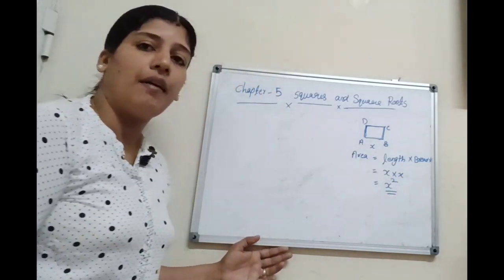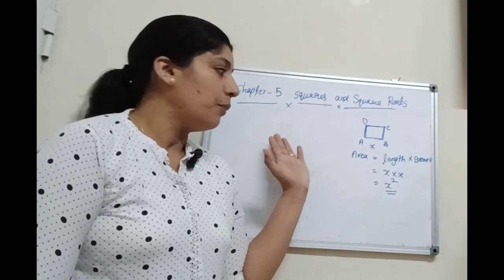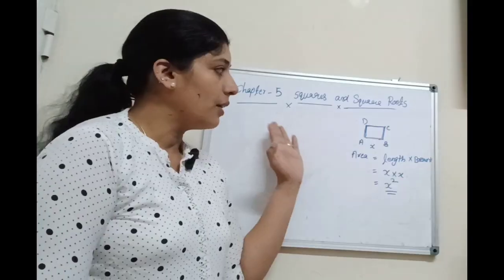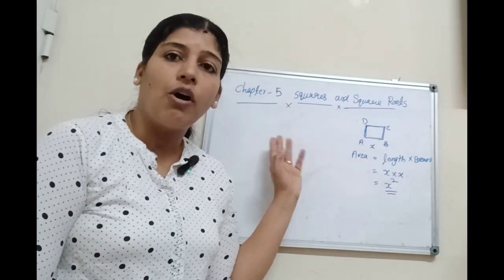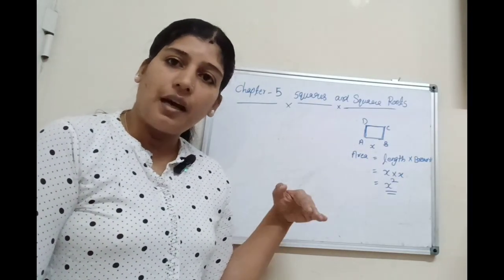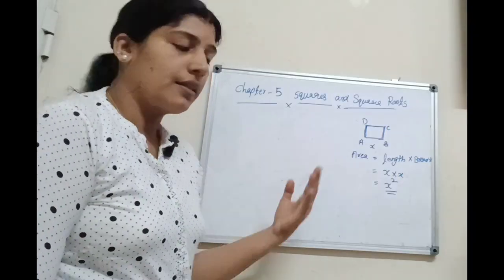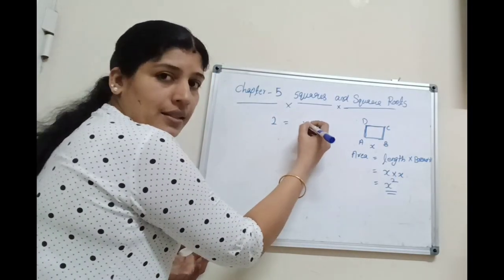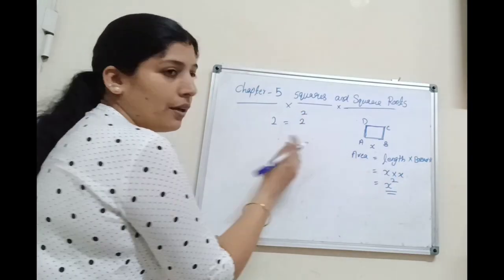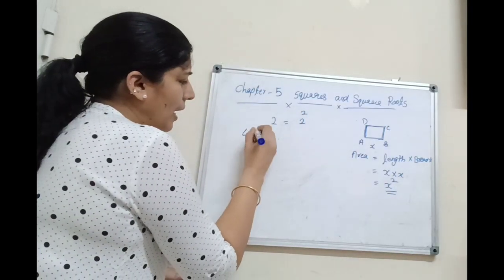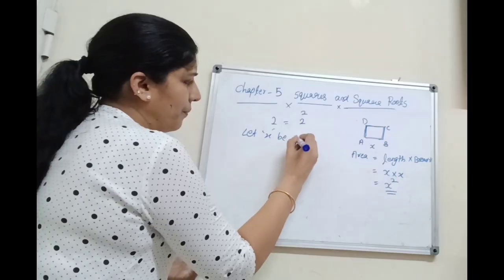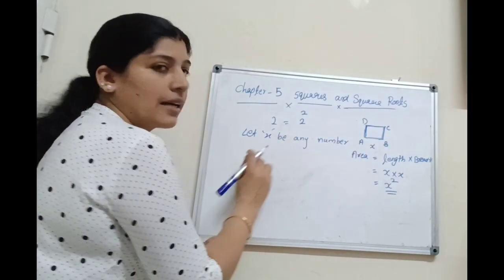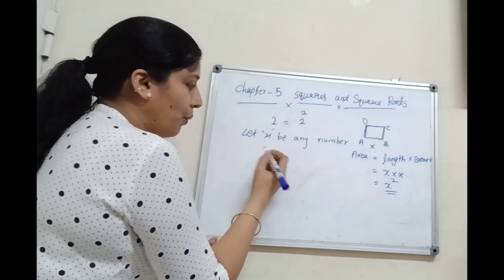Similarly, we can define it in numbers. What about squares in the number system? In the same manner, the square of a number is the product obtained by multiplying the number by itself. Let us consider 2. The square of 2 can be written as 2 square, that is in exponent form. Let x be any number, then the square of x can be expressed in exponent form.